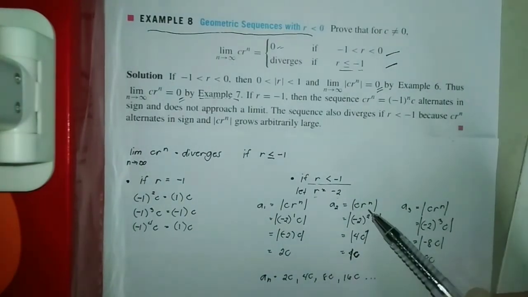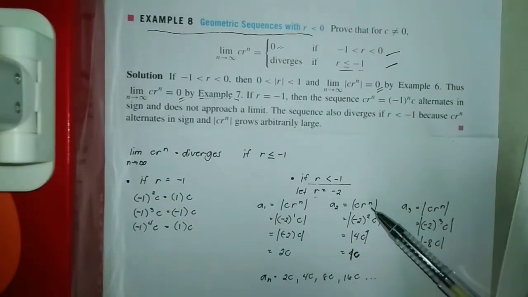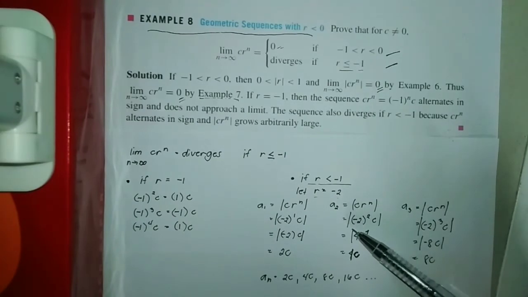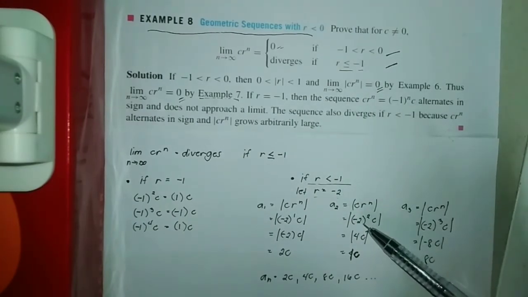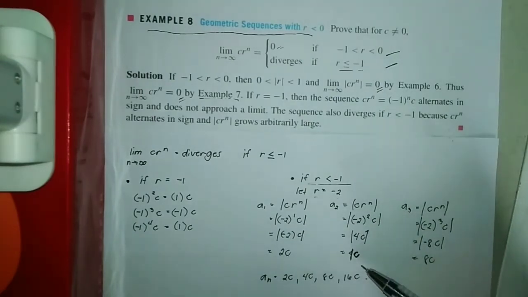A sub 2 is equal to the absolute value of c r raised to n. Substitute the value of r and n, so it is equal to the absolute value of -2 squared times c, and -2 squared is equal to 4, so it is equal to the absolute value of 4c, which equals 4c.